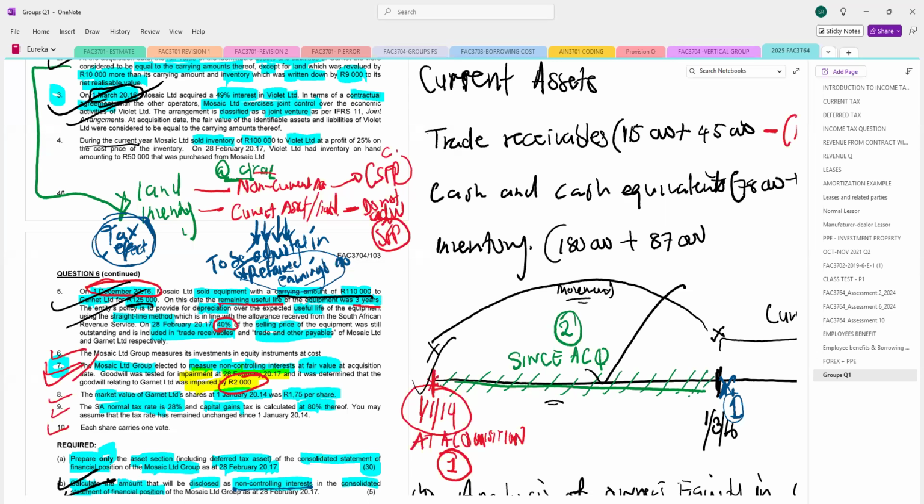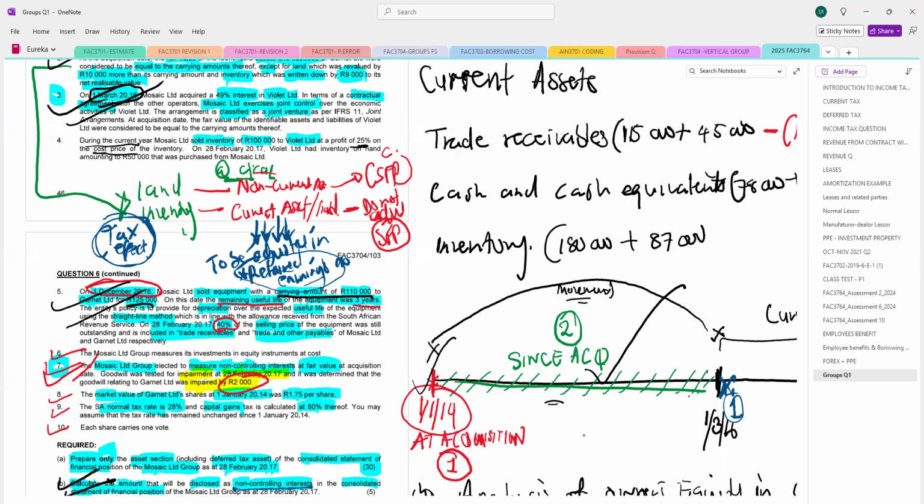So during the current year, Mosaic Limited sold inventory of 100,000 to Violet Limited at a profit of 25% on the cost price, very important, of the inventory. And on the 28th February 2017, Violet Limited had inventory on hand amounting to 50,000 that was purchased from Mosaic Limited. Guys, I will send you a video where I did intragroup transactions, so I'll just talk about it in passing because of time.